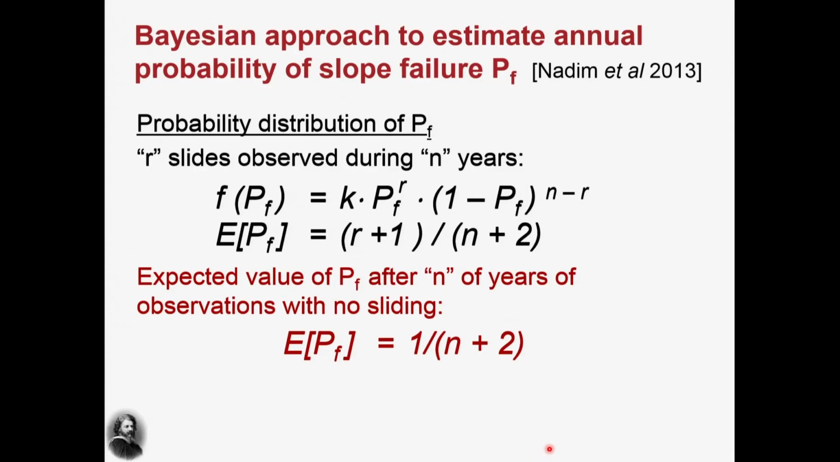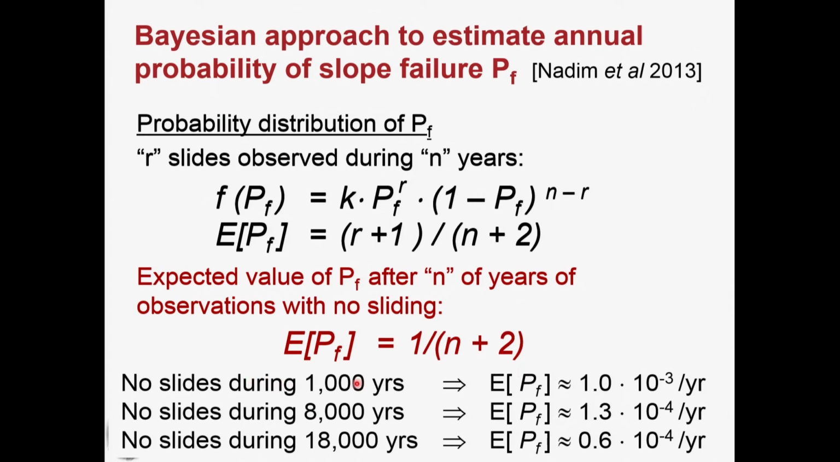And a very small example, very quick. Even when you don't have any information that is useful, forget the equations, you can calculate the probability of failure after n years of observation with no sliding. This is for an underwater slope we did in the Gulf of Mexico, but the equation is as simple as this one. The probability of failure is 1 over the number of years with observation with no failure plus 2. For example, if you haven't seen any slides during 1,000 years, then the probability of failure is about 10 to the minus 3. If you haven't seen any in 18,000 years, it's 10 to the minus 4 or so.